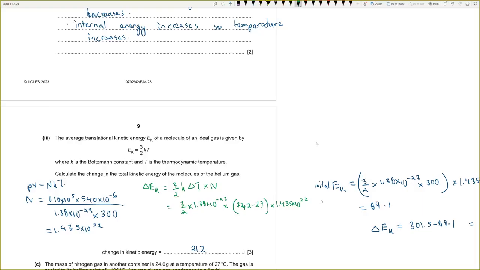Let's do this. 742 minus 27, times 1.435 times 10 to the power 22, times 1.5, times 1.38 times 10 to the power minus 23. Yeah, this gives me a value of 212. Okay, that's that.